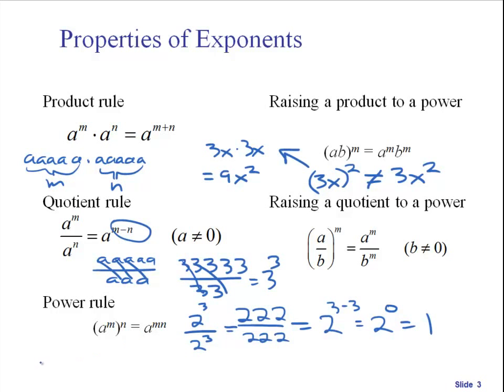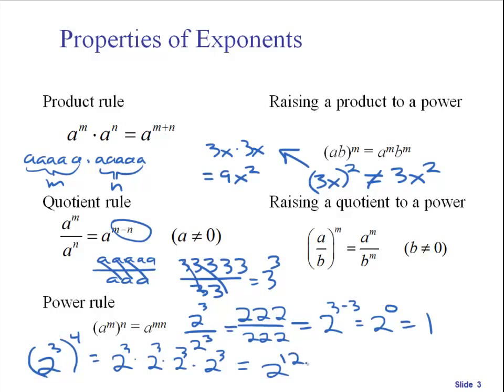So if you had, say, 2 cubed to the 4th, that's 2 cubed times 2 cubed times 2 cubed times 2 cubed. Well, there's 3 of them here, 3, 3, 3, right? So isn't that 3, 6, 9? Isn't that going to be 12 of them? And that's 3 times 4.